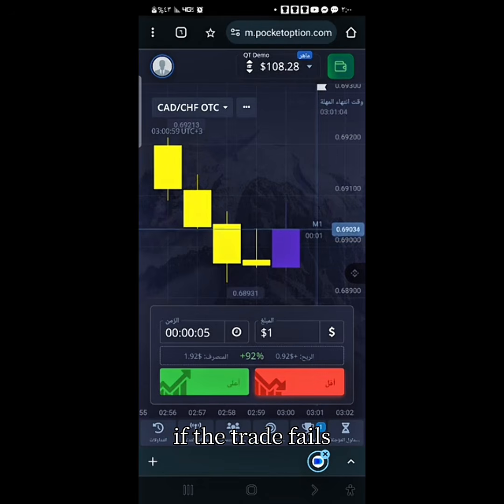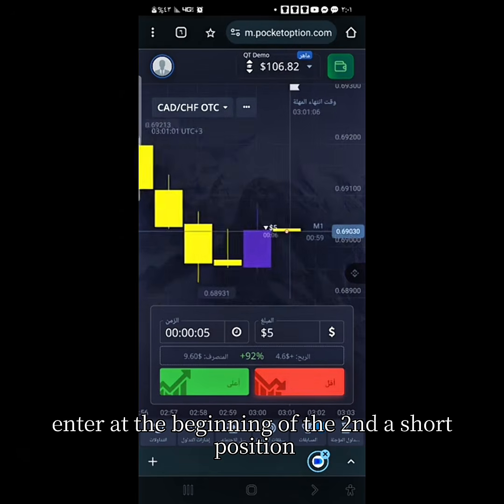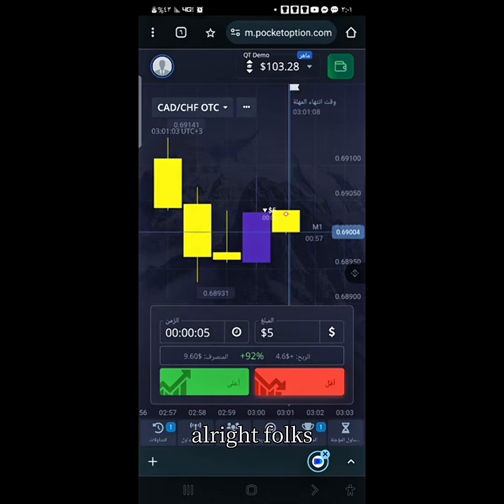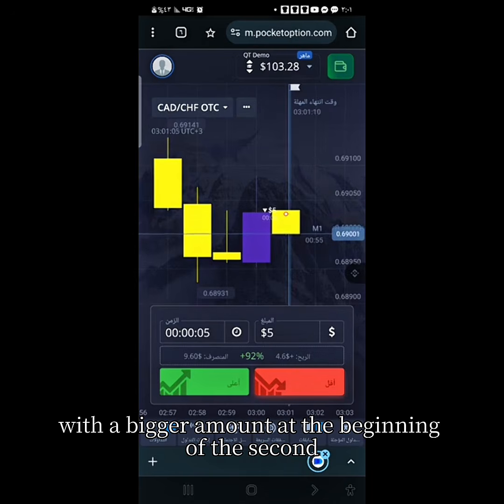If the trade fails, enter at the beginning of the second, a short position. All right, folks, with a bigger amount at the beginning of the second.